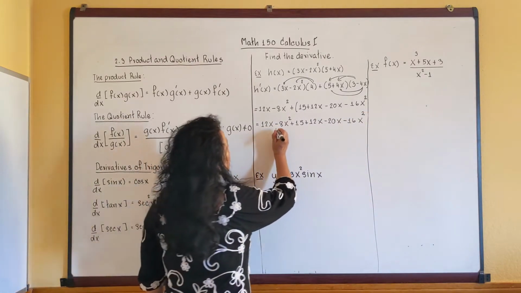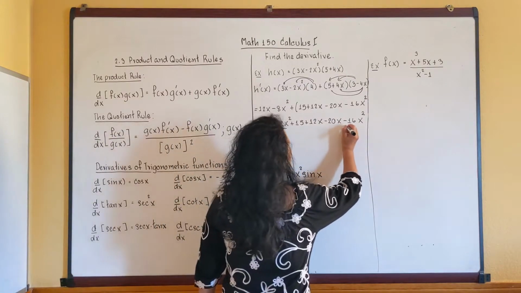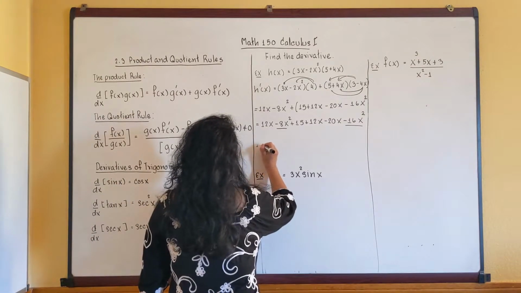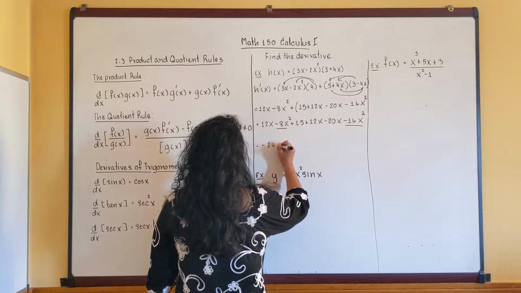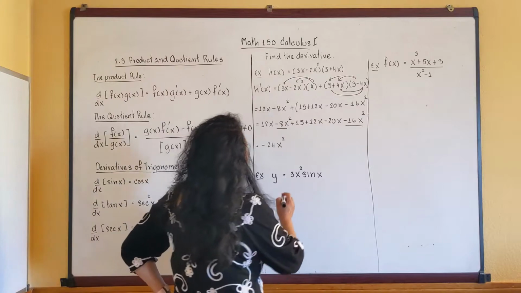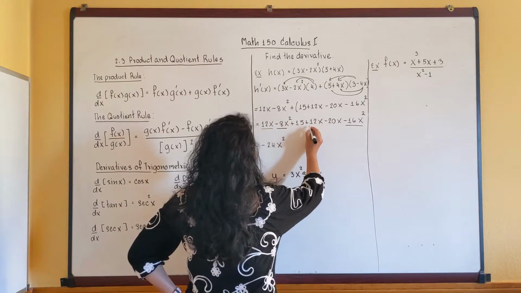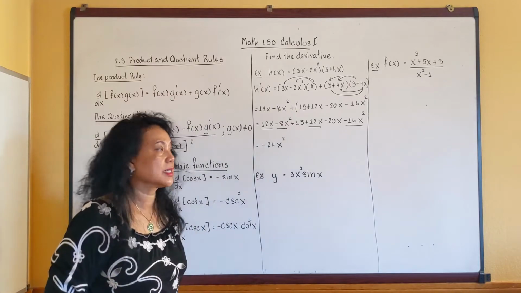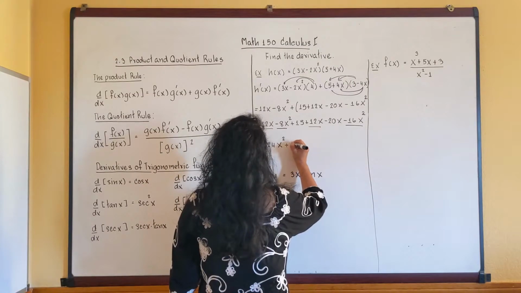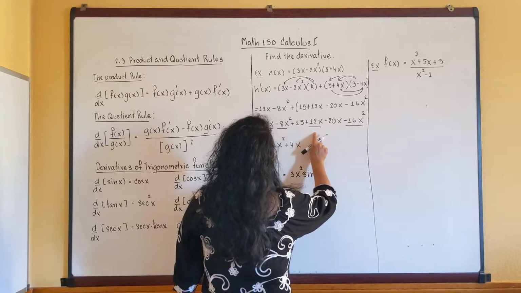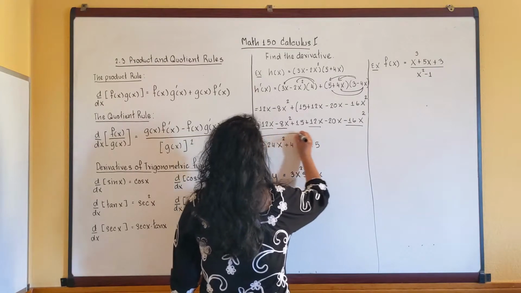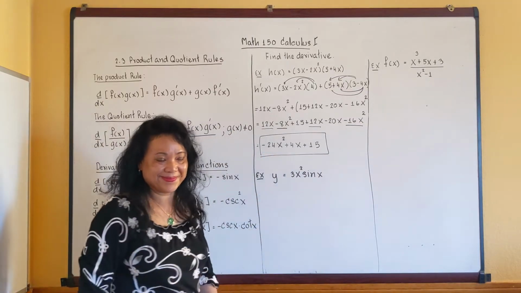Minus 8x squared minus 16x squared, that is minus 24x squared. The x terms I have: 12x plus 12x is 24x, 24x minus 20x, so plus 4x, and then plus 15.